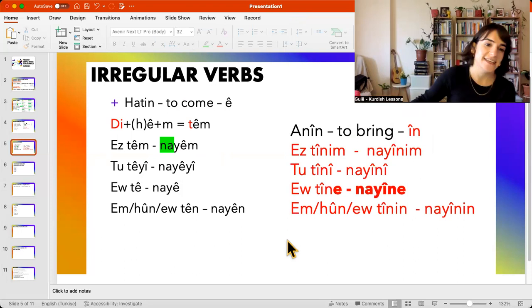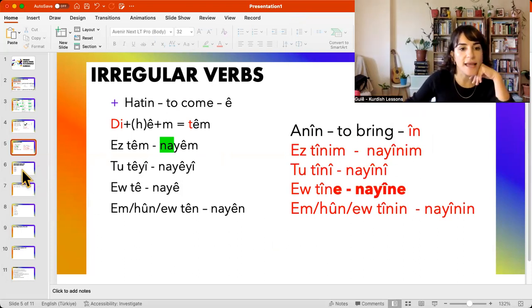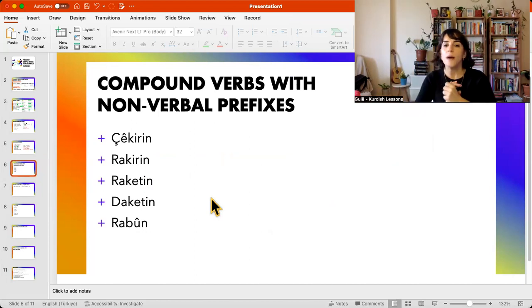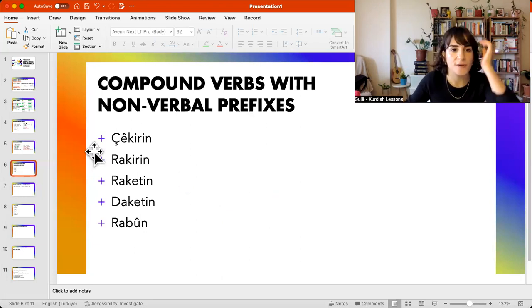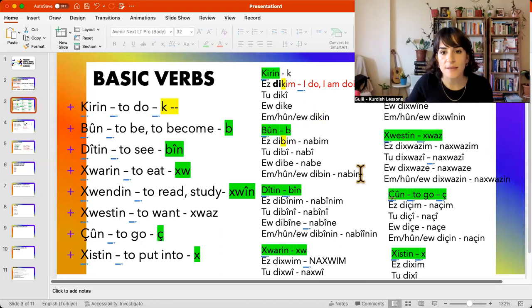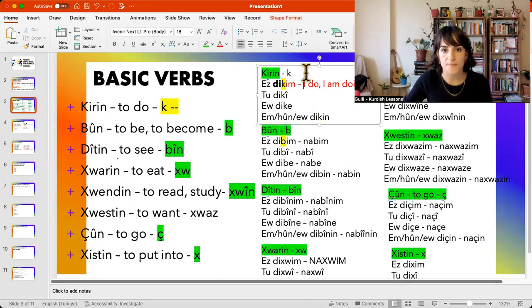Okay? So now, the next part I want to explain to you is compound verbs with prefixes. But before this one, I want to copy a verb conjugation. So here, I will copy kirin for you. Wait.